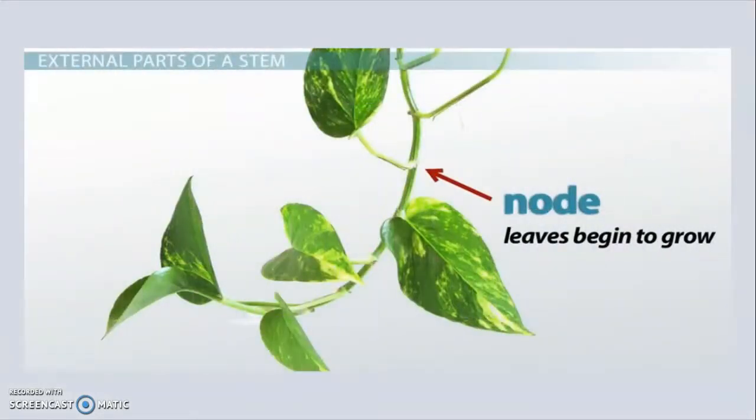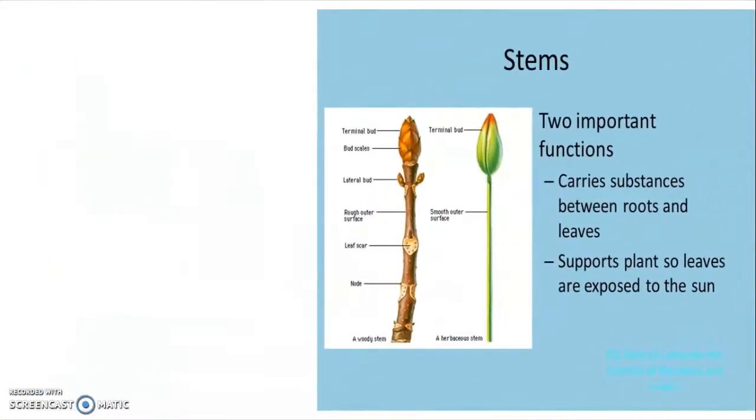Okay, the nodes. As you can see in the picture, leaves begin to grow. So where do the leaves grow? In the node part of the stem. Very good. And another example, the important functions of the stem.